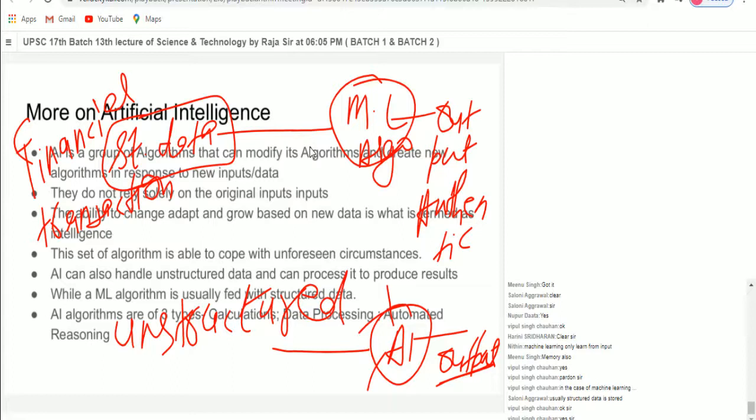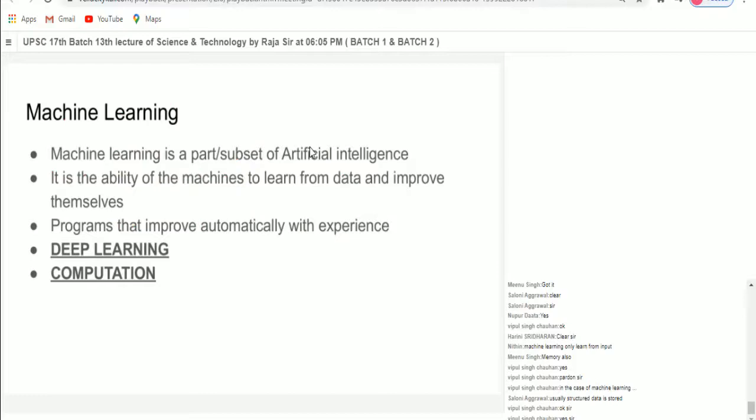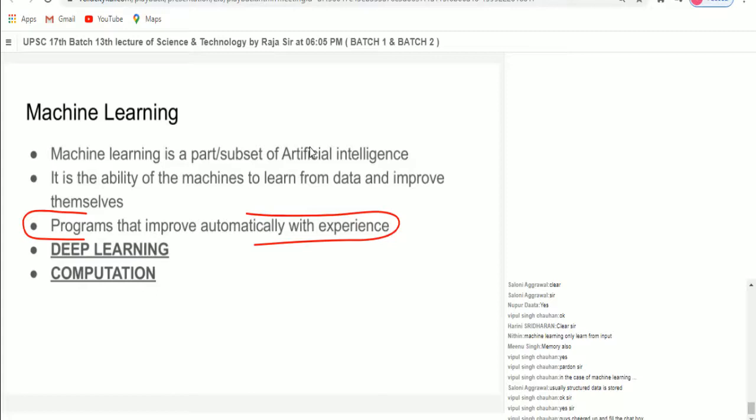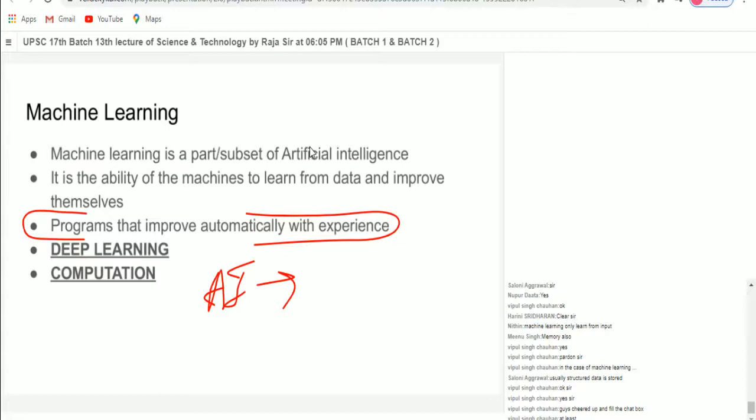Let me repeat once again. I define machine learning as the set of programs that improve automatically with experience. So machine learning involves the programs that improve automatically with experience. But in the case of AI, when we define AI, we said that it is the ability of the machines to behave like human beings to solve the problems like the human do. That is how we define artificial intelligence. Remember the definition of John McCarthy: it is the science and engineering of developing intelligent machines.